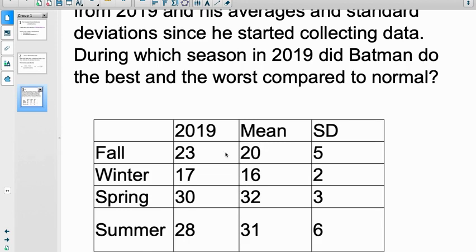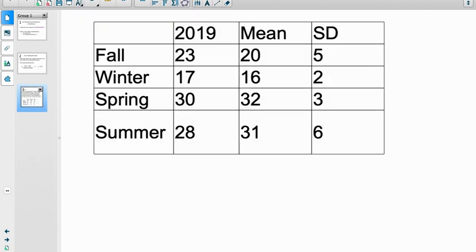The mean for fall is 20, standard deviation is 5. So you can already tell just by looking at the data, in 2019 he did better than he normally did for fall and winter, but worse than he normally did in spring and summer. But we want to figure out between fall and winter which one was better than normal, in spring and summer which one is worse than normal. So to do that, we are going to find the Z-scores or Z-values. So we'll start with fall.